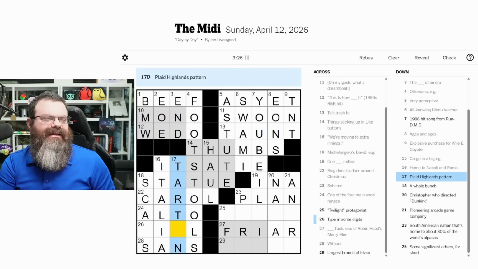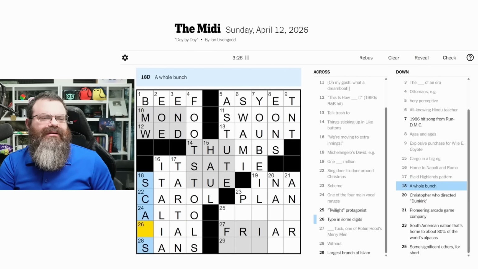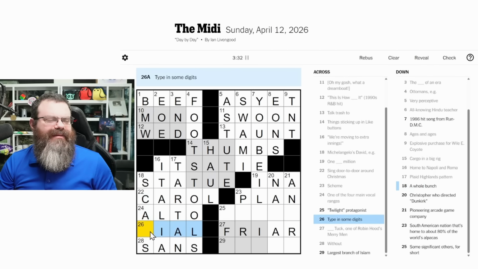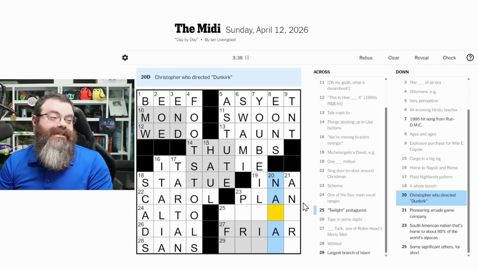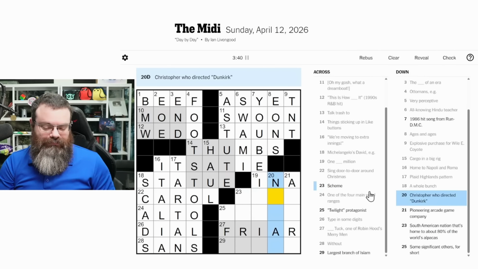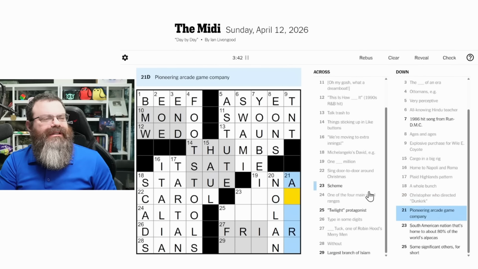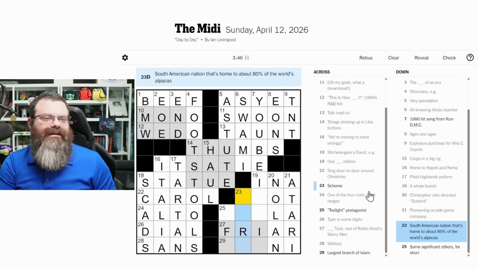Plaid Highlands pattern is tartan. A whole bunch is scads. Is this dial? Type in some digits is dial. Yeah, scads. Christopher directed Dunkirk. Christopher Nolan. Oh, this is not planned. Pioneering arcade game company, Atari. South American nation that's home to about 80% of the world's alpacas. Peru.